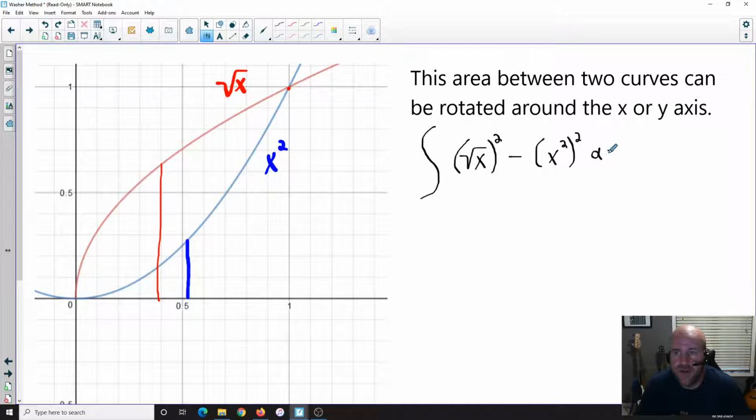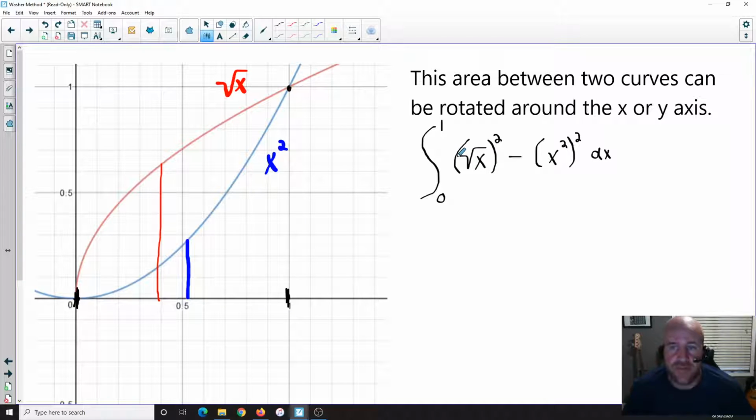And we have our height, dx. And now we need to talk about the boundaries. So the boundaries are going to be the intersections. So it's the same thing we talked about with area between two curves. It's finding the intersection points and talking about what the x values of those intersection points are. So we have a 0 right here and a 1 right here. So we're going from 0 to 1 for our integral.